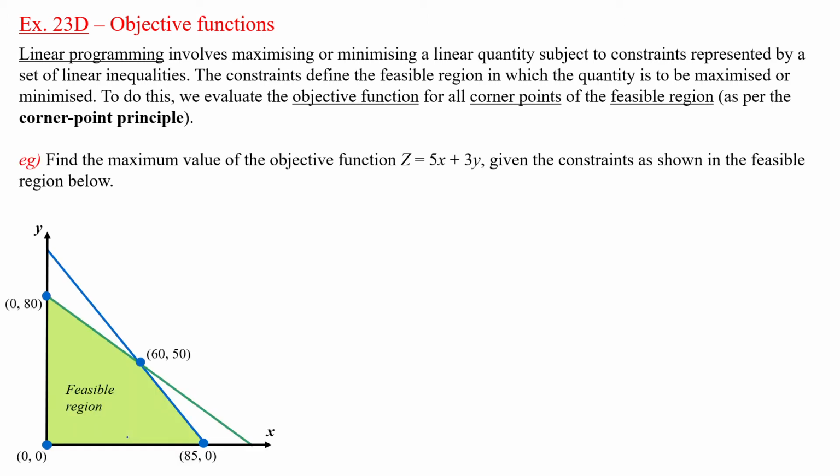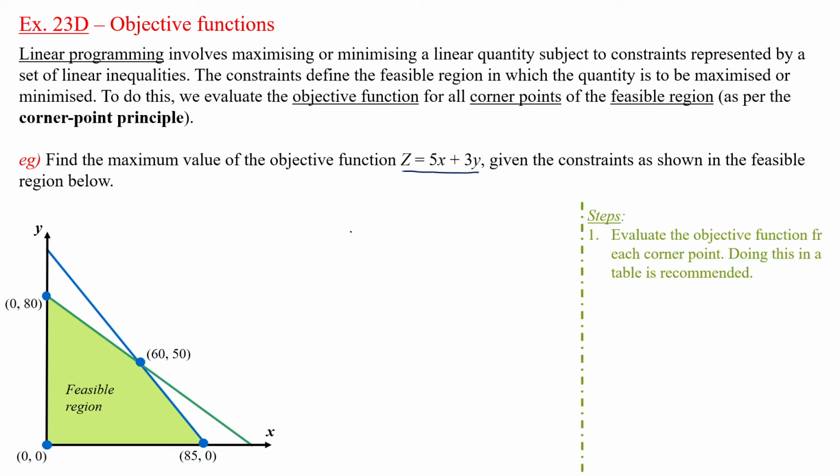We're going to start with a really quick example. We're going to find the maximum value, and here we're given the objective function as z equals 5x plus 3y, given the constraints as shown in the feasible region below. So our first step is to evaluate the objective function for each corner point. Doing this in a table is recommended. We're going to excuse the typo on the screen.